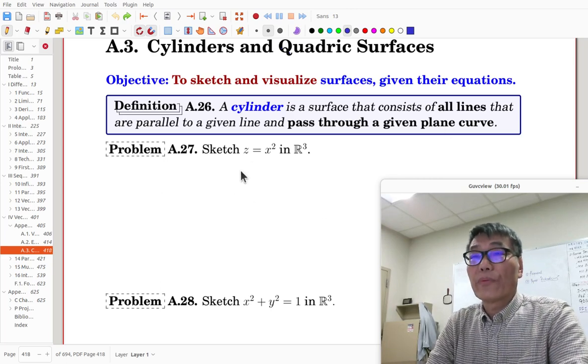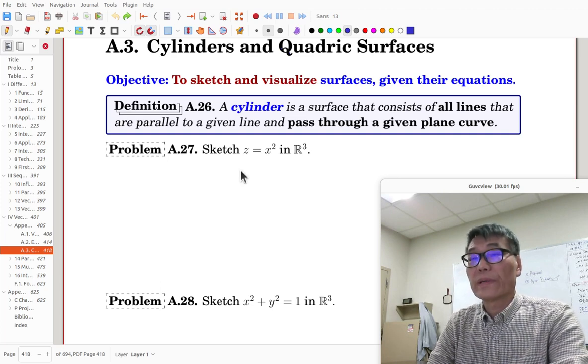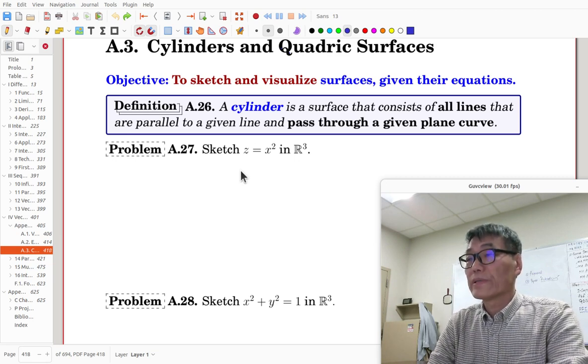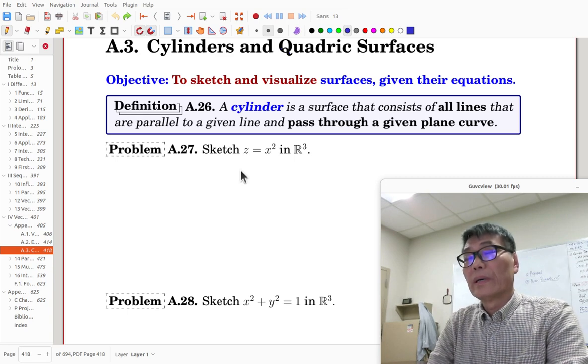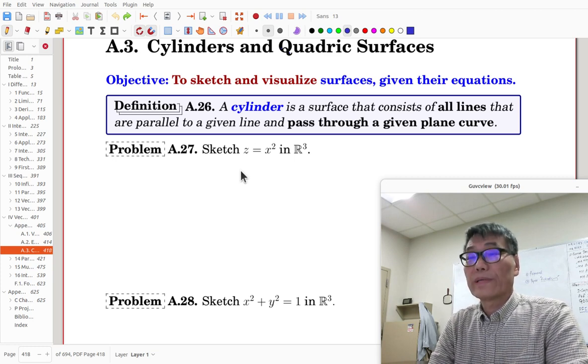Section 8.3, Cylinders and Quadric Surfaces. In this section, we'll study how to sketch and visualize surfaces given their equations. For multiple integrals and real-world applications, understanding the domain of a 3D object is quite important.